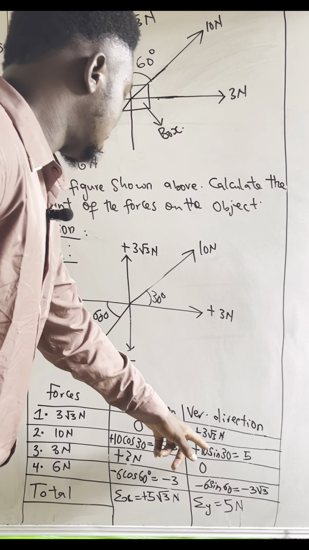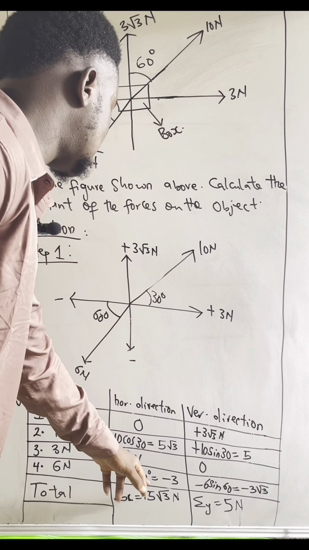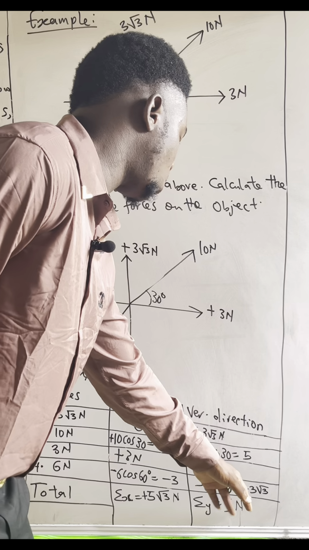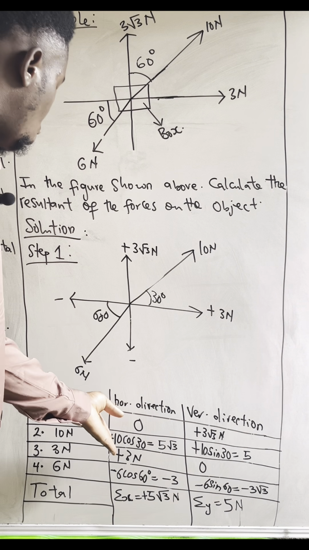So guys, the 10 cos 30 will give us 5 root 3. Prepare your calculator. 10 sin 30 will give us 5. Minus 6 cos 60 will give us minus 3. Minus 6 sin 60 will give us what? Minus 3 root 3.